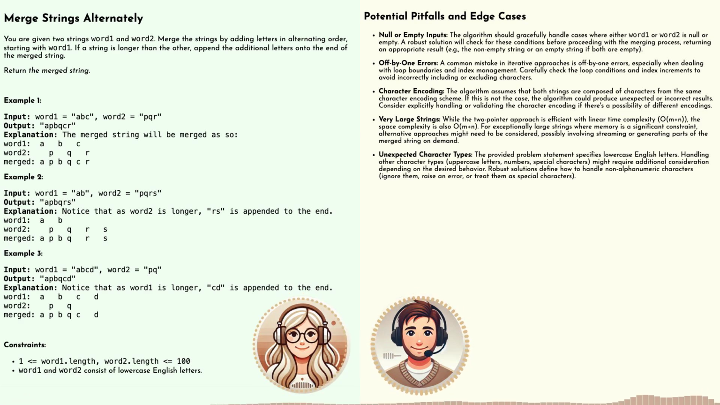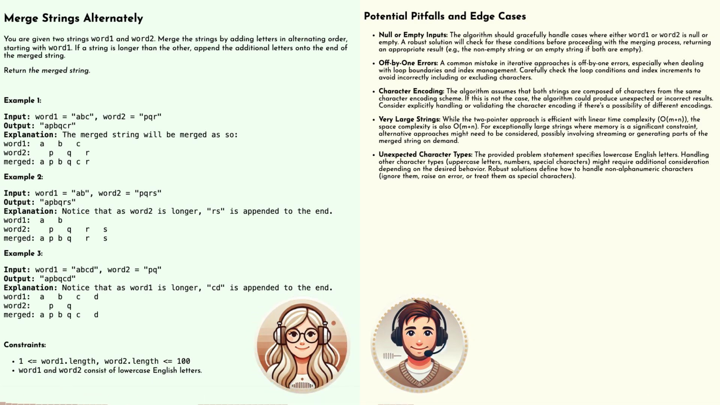Okay, so we'd say something like, if either word one or word two is empty, then just return the other string as the result. You got it. That way, we avoid unnecessary processing, and we ensure that our code behaves as expected, even when dealing with those empty strings. That's a great tip. It's like adding a safety net, right? To catch those empty strings before they cause any trouble. Anything else we should watch out for?